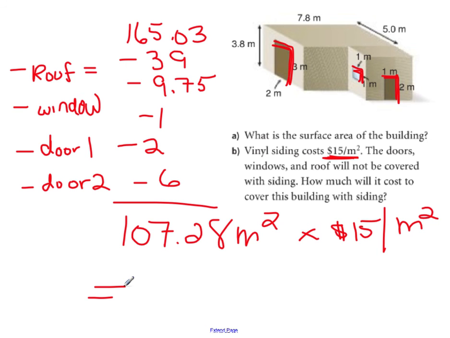I get $1,609.20. And when I just check the back of the book here, that is the right answer, so I know all my calculations are correct. This is the type of question you're going to get on your exam.